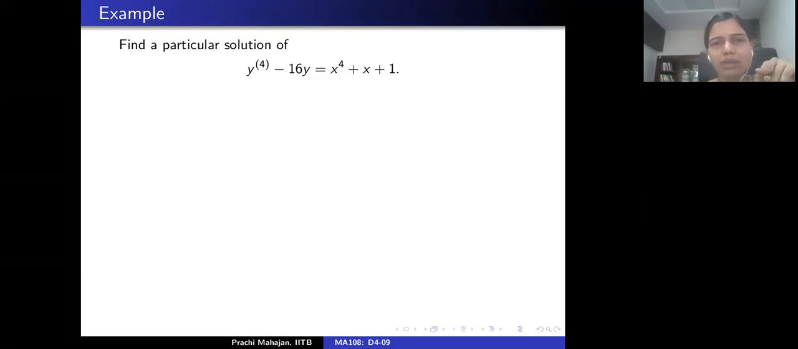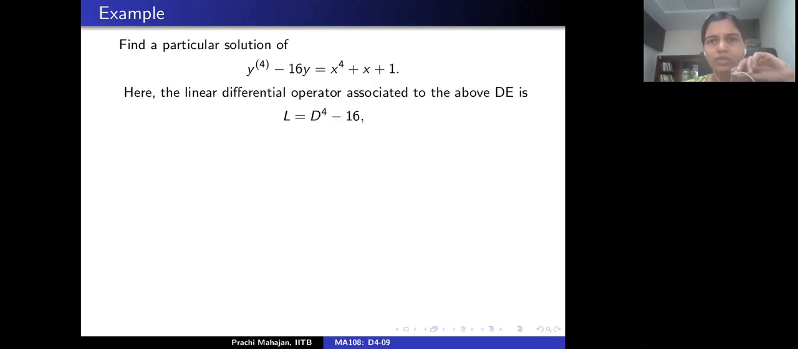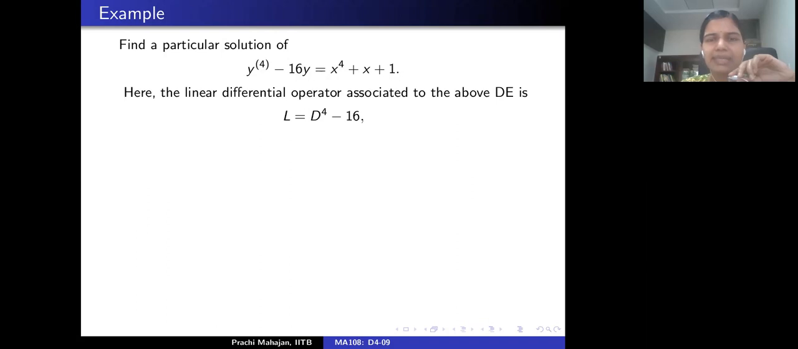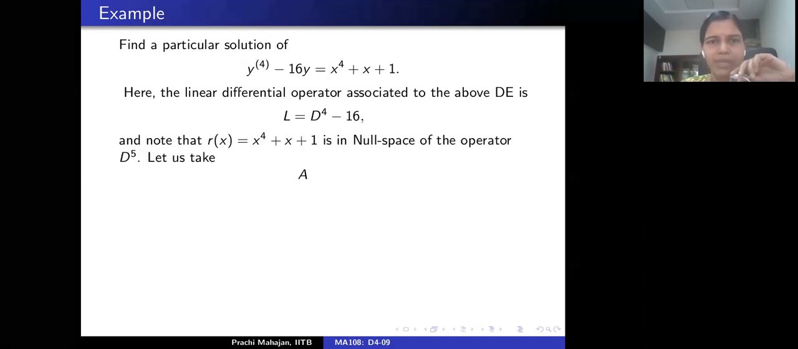I will not worry about the solution of the homogeneous equation here. I'm sure by now everybody knows how to find it. So here, what is the linear operator associated to the above differential equation? This is D^4 minus 16. That's the L in the notation that we have used. And R is in the null space of the operator D^5. Everybody agrees here?